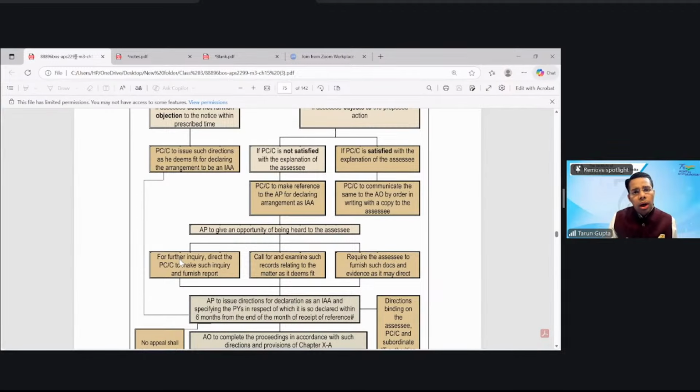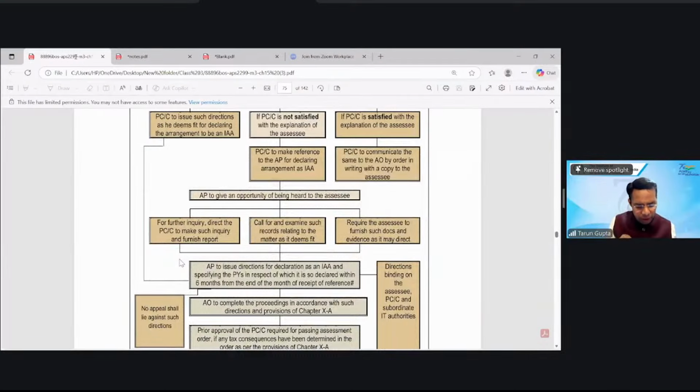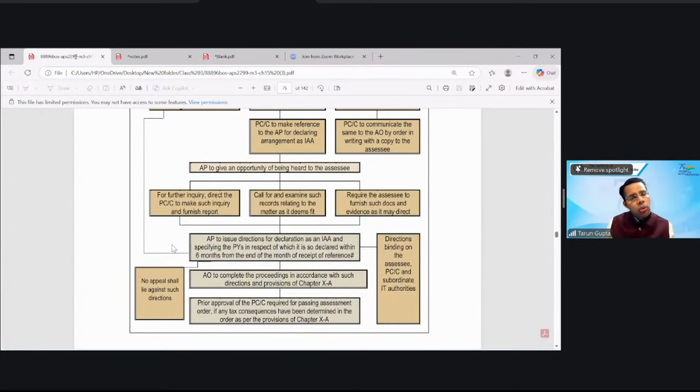Once the case is referred to the approving panel, the approving panel again gives an opportunity to the assessee of being heard. It does further inquiry, and can direct the commissioner to make such inquiry. It can call for and examine the records, and require the assessee to furnish such records and evidence as it may direct. Then, on the basis of all this, the approving panel issues a direction for declaration as an IAA, impermissible avoidance arrangement, and specifies the previous year in respect of which it is to be declared, within 6 months from the end of the month of receipt of reference.